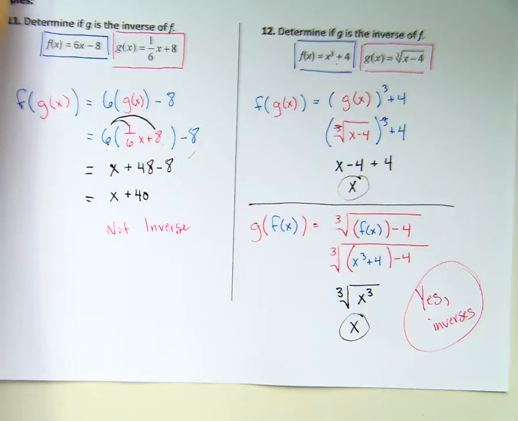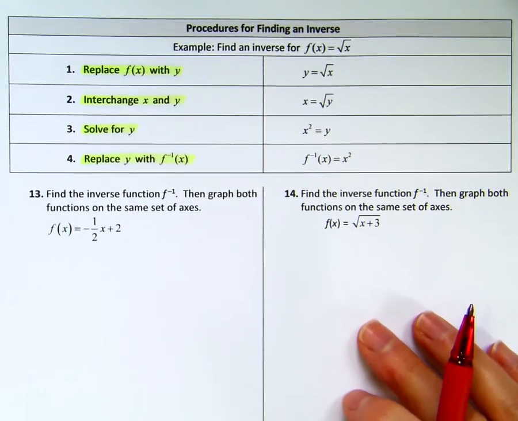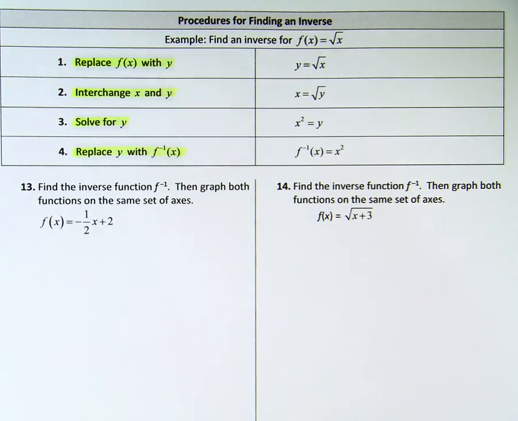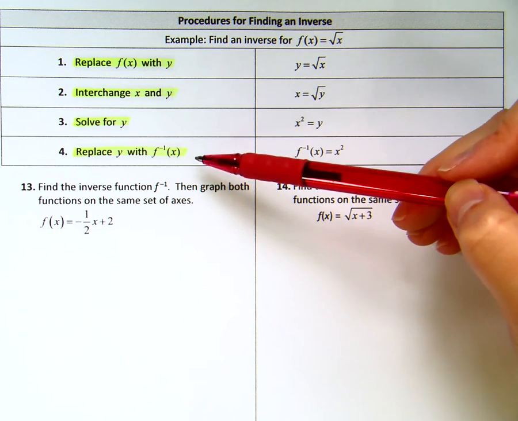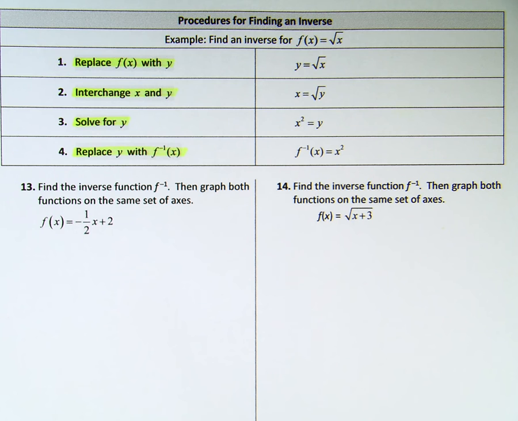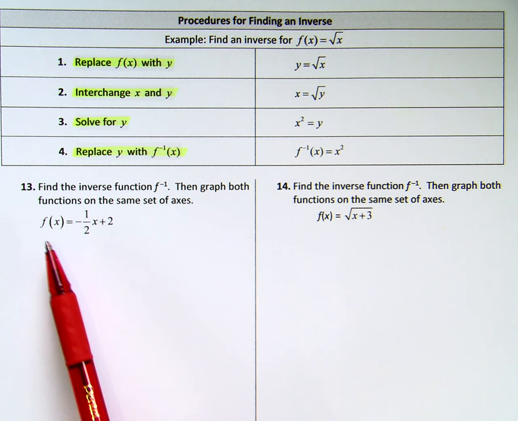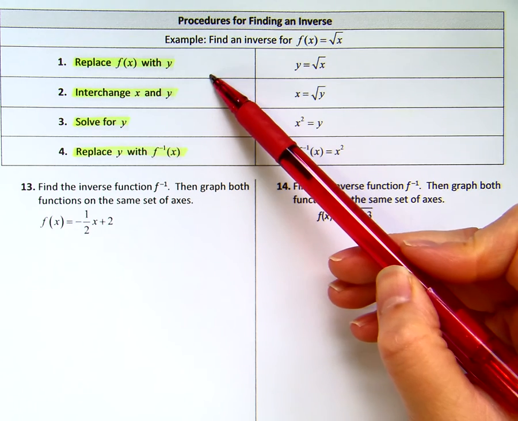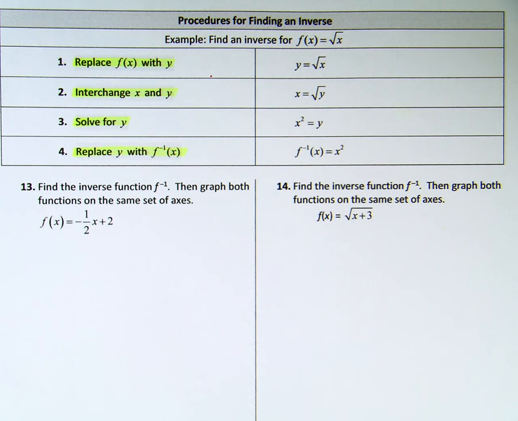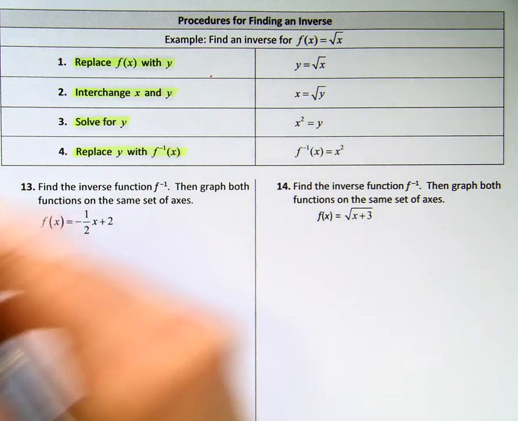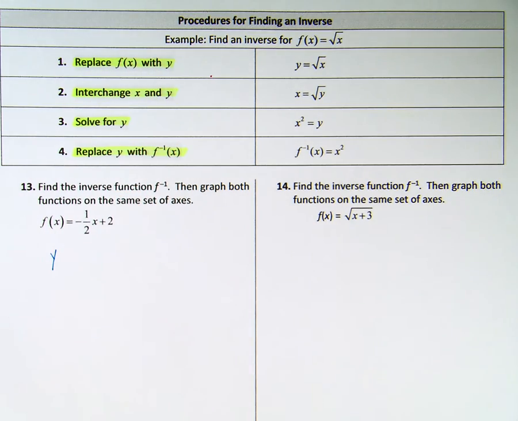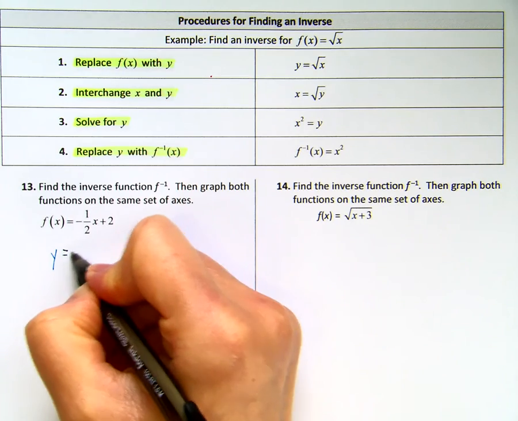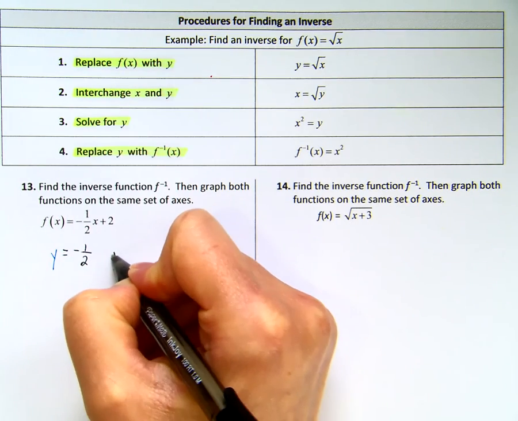Now that we know how to test for inverses, let's see how to find inverses. Maybe we don't have two functions, we only have one, and we want to know what its inverse is. We have a short 4-step process that we can go through to find the inverse. So let's take a look at this one. We've got f of x equals a negative 1/2 x plus 2. Step 1 says that we're going to replace the f of x value with a y. So we're going to say y equals a negative 1/2 x plus 2.